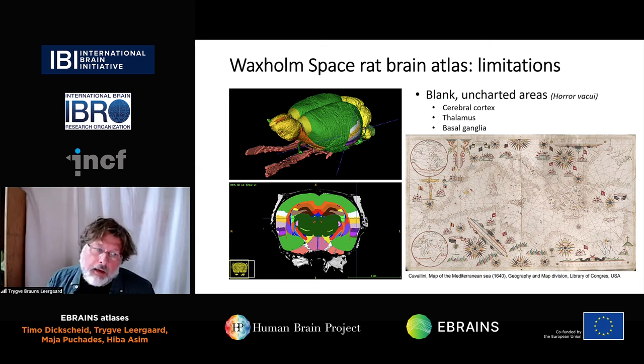In the Waxholm Space Atlas, you see this as the large green areas, and they primarily concern the cerebral cortex, the thalamus, which is the dark green region here, and also some basal ganglia regions were lacking structural detail. And this was, of course, also something that is needed by many experimentalists. In particular, we have received for the EBRAINS support service many requests from people being interested in mapping the cerebral cortex in the rats and needing more detailed delineations.